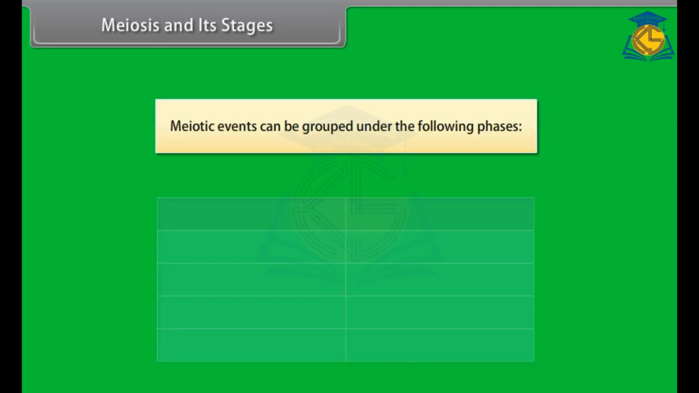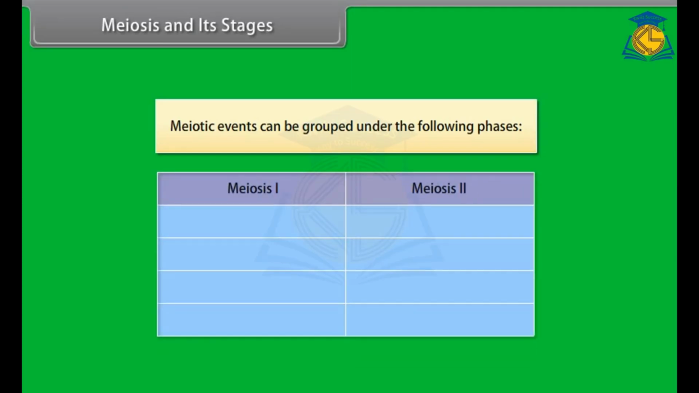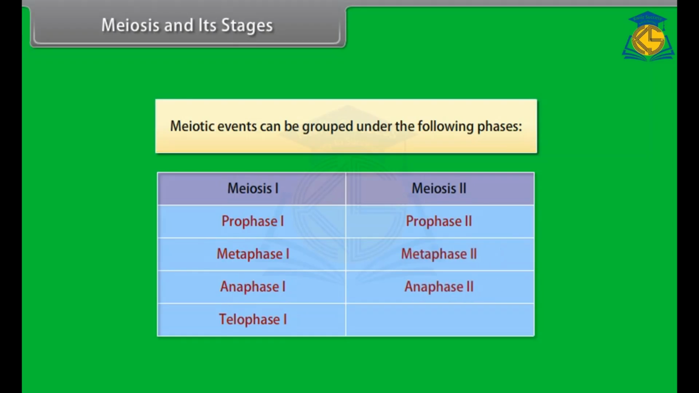Meiotic events can be grouped under the following phases: prophase I, metaphase I, anaphase I, and telophase I come under meiosis I, while prophase II, metaphase II, anaphase II, and telophase II come under meiosis II. Now let us know each phase in detail.